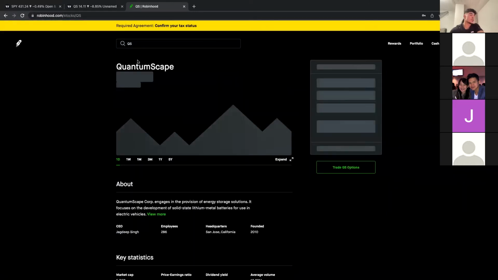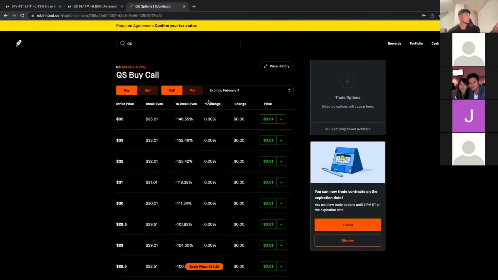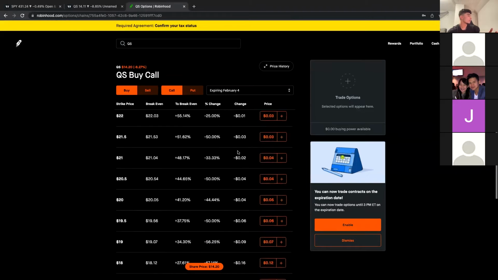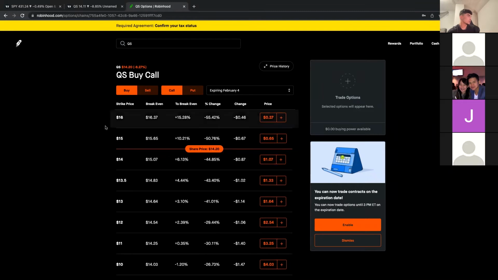With the exception of SPY and QQQ contracts, which are the S&P index and the NASDAQ index, all these contracts are going to be relative. For example, if you were to look up a Tesla contract, they're going to be hundreds and thousands of dollars. If you were to look up a QS contract, when we look at the options right here, you'll see that they are much, much cheaper. A $14 QS call is only $107.